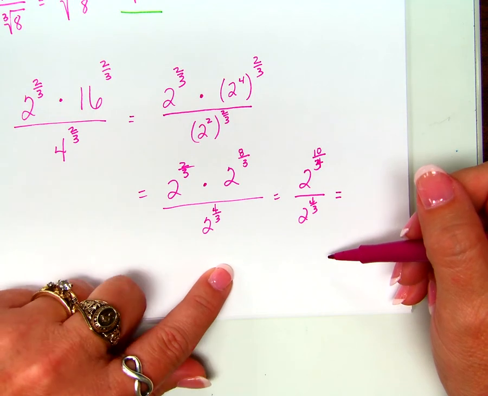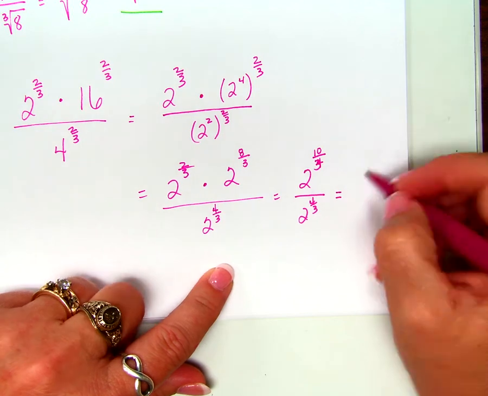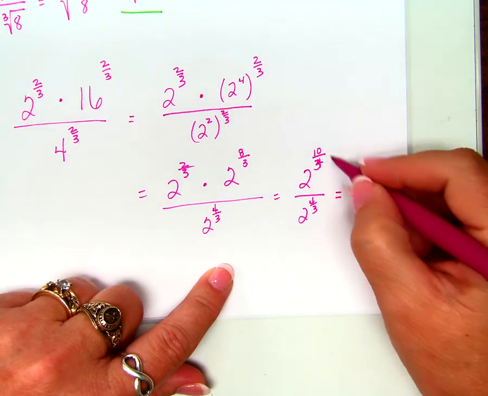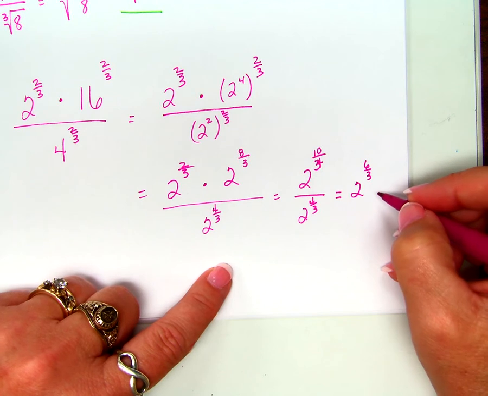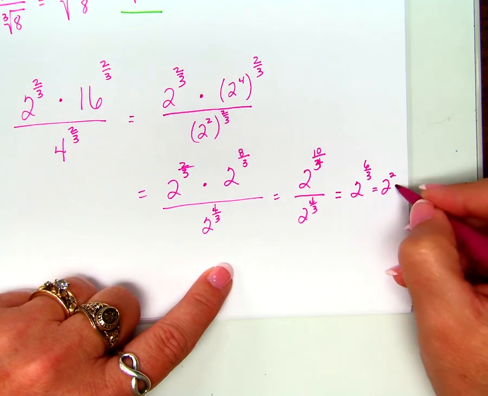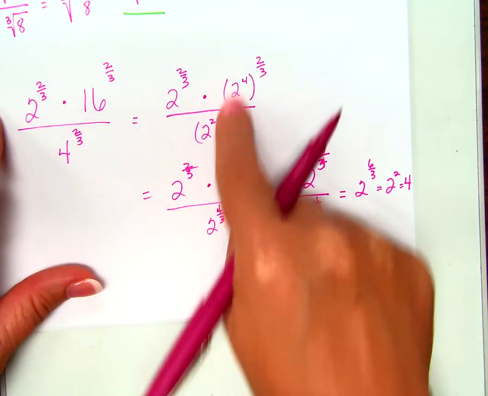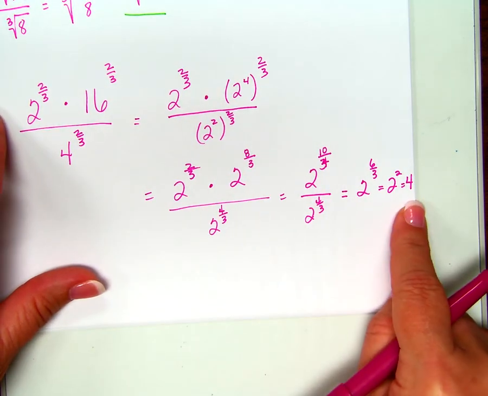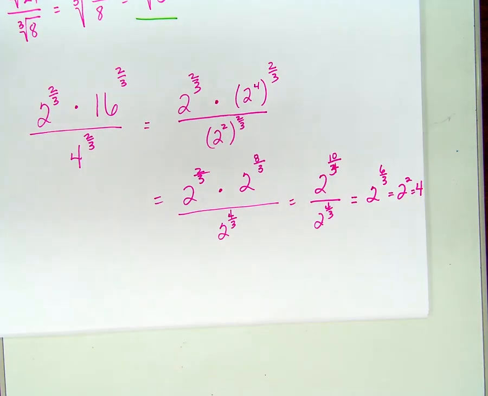Subtract. Right? If I'm dividing like bases, what do I do with the exponents? Subtract. So 2 to the 6 over 3. Do you guys know what 6 over 3 is? So 2 squared, which is 4. So after all this mess, my answer is just 4? Oh my gosh. How irritating.